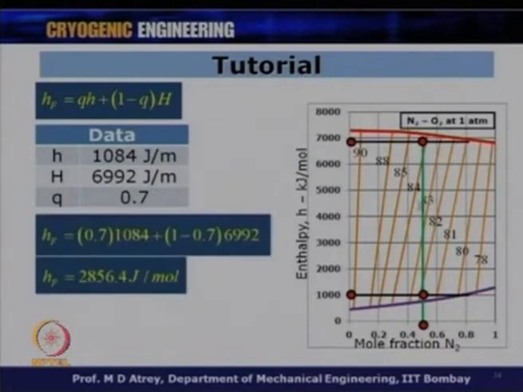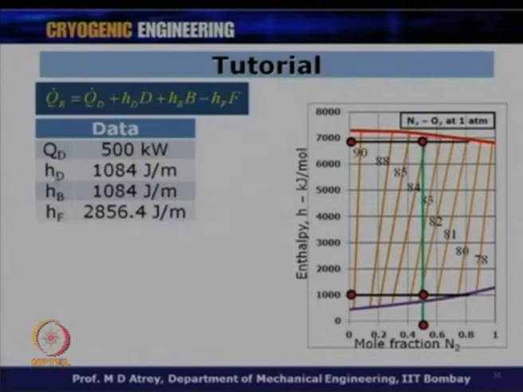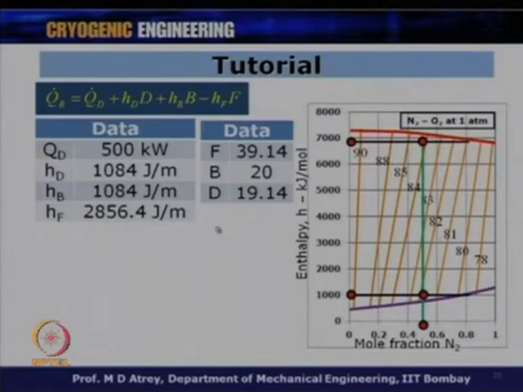So, the point lies somewhere in between. It's a two-phase flow, isn't it? Because it's got a liquid content anyway that has been given. Corresponding to that, corresponding to 0.7 liquid, which is Q, we got HF as enthalpy of the feed. Putting these values, we got QD as 500 kilowatt, HD 1084, HB is same irrespective of the composition, HF is this, F, B, D we know.